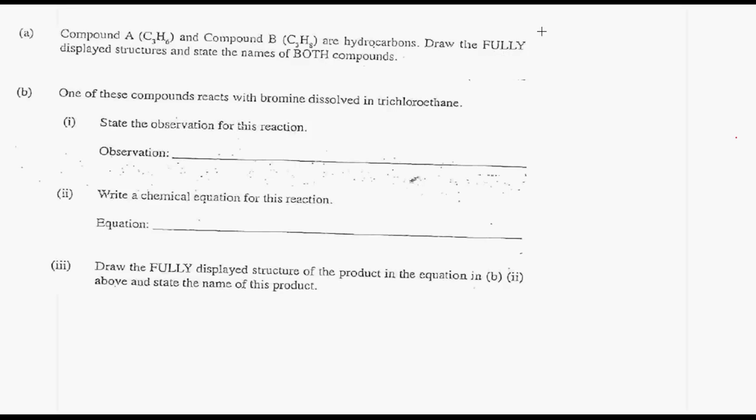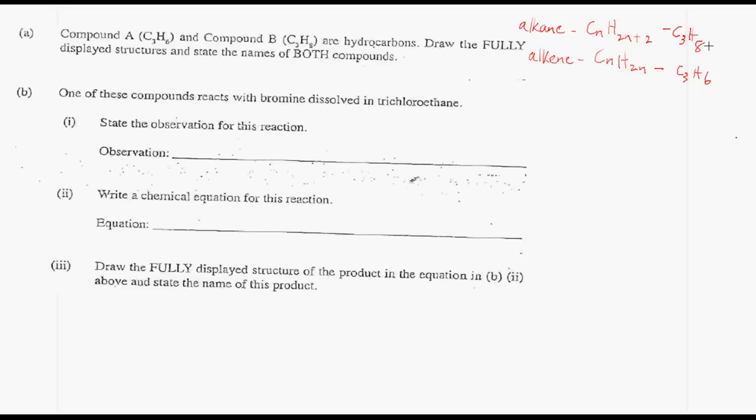Now, we know that the general formula for an alkane is CnH2n+2, and the general formula for an alkene is CnH2n. Therefore, if we have 3 carbon atoms, the formula for that alkane will be C3H, 3 twos are 6 and 2 is 8, so it'll be C3H8, and if it's an alkene, it'll be C3H6.